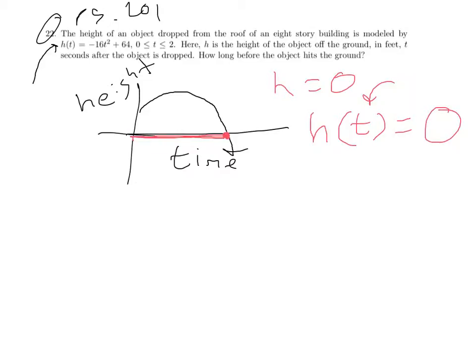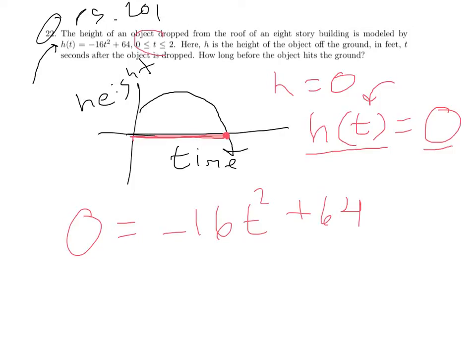So we need to set our function h of t equal to 0, because we're trying to figure out how long the object stayed in the air before it hit the ground. So here's our setup: 0 equals negative 16t squared plus 64. Notice this is a quadratic, so make sure that when you solve this, you always go back to your domain, which is between 0 and 2 seconds.